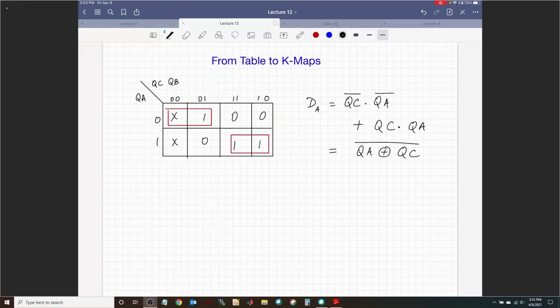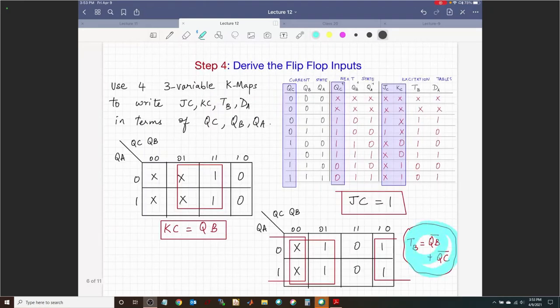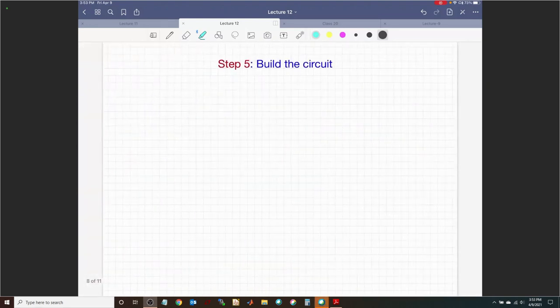Now we come to the last step of this design, which is simply to build the circuit, build the counter. We have got an expression here for DA, an expression for TB, an expression for KC, and an expression for JC. We have got all the 4 3-variable K-maps. Some of them we didn't even have to do because it was trivial, just like for JC. So that's my last step, which is to build the design.